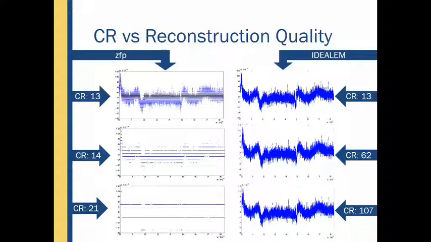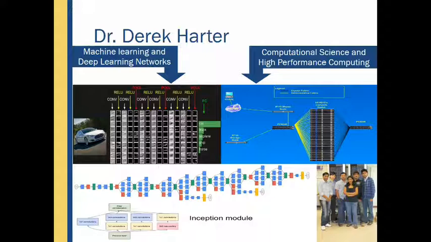as we tune the parameter, you lose more and more information. So at this point, compression ratio 21, it barely has any information at all. Most of the information disappeared, as you can see in this white blank space. But even at compression ratio 107, IDLM, our algorithm, can keep the most important information. As you can see, peaks and valleys still remain there. So that was my research.